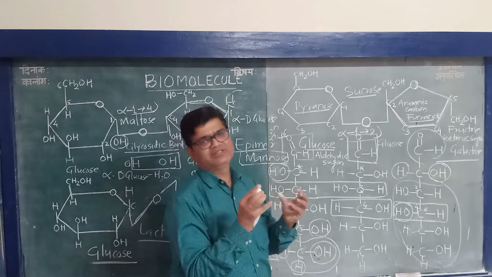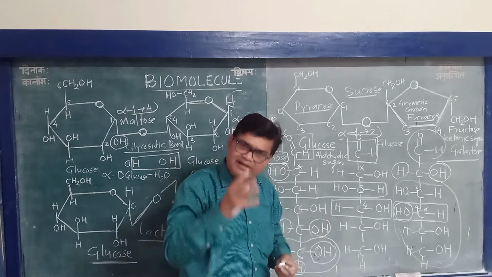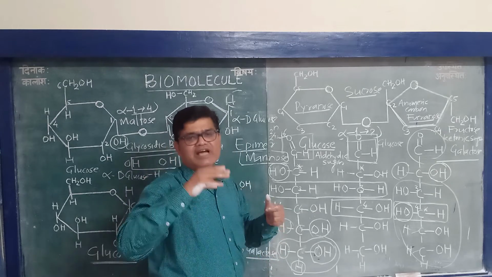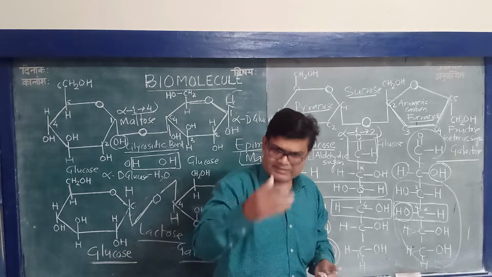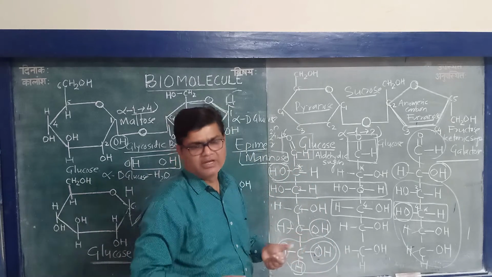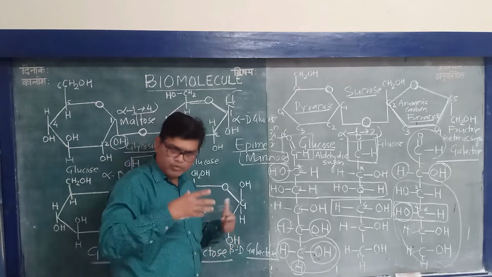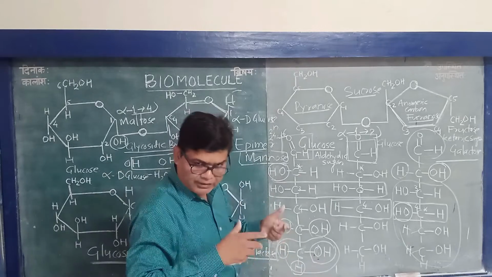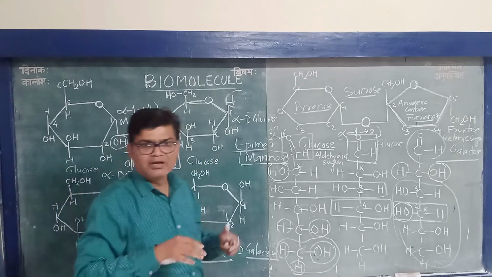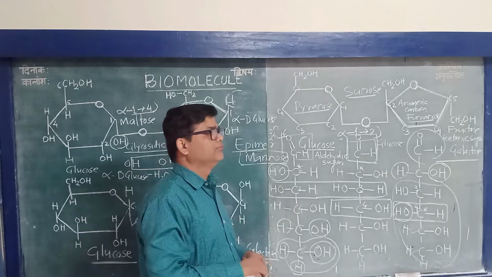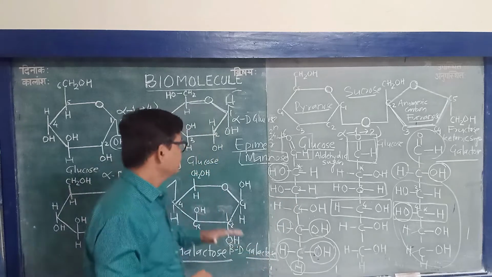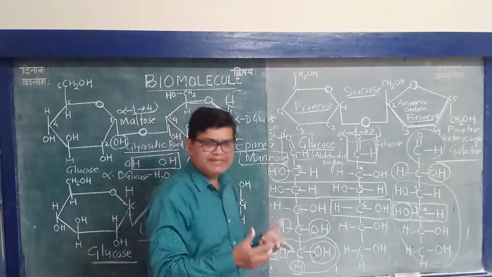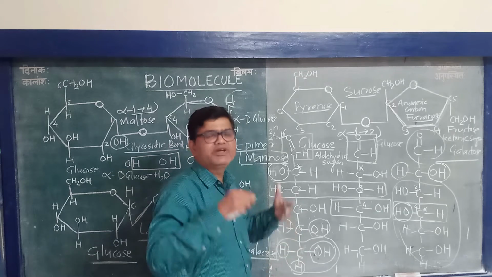Monosaccharides means a single unit, the simplest form of carbohydrate, like glyceraldehyde, erythrose, threose, ribose, arabinose, xylose, lyxose, and next allose, altrose, glucose, mannose, gulose, galactose, idose, talose. These all are monosaccharides.